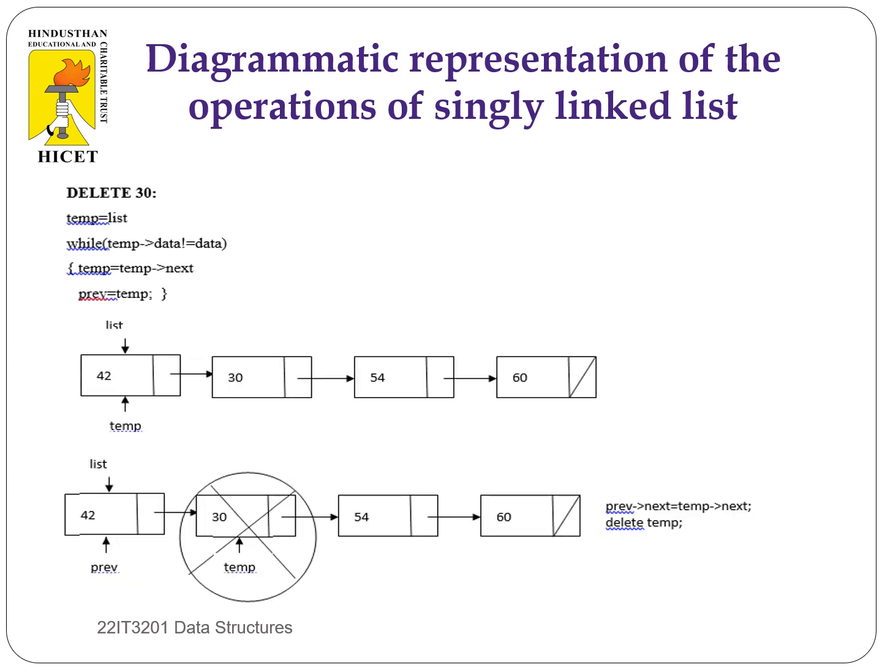Now let us try to delete the element 30, which is in the middle of the list. As already mentioned, to find the node 30, we have to traverse from the start of the list by making use of a temporary pointer. After identifying the temporary pointer, we can check whether this is a last node or front node.